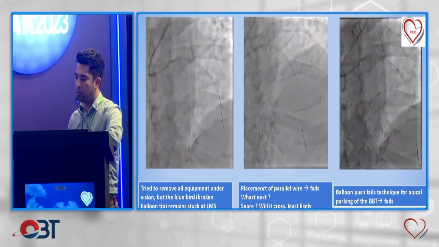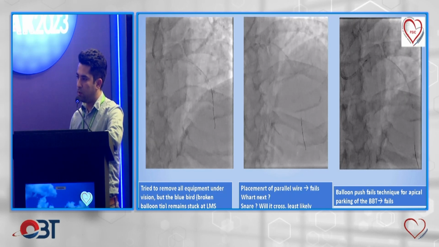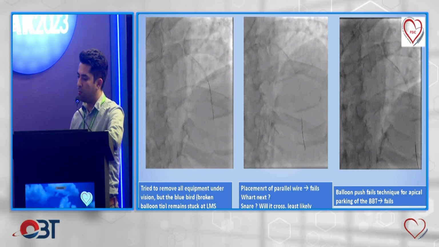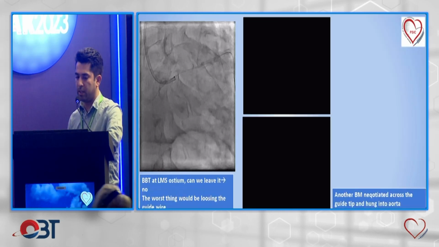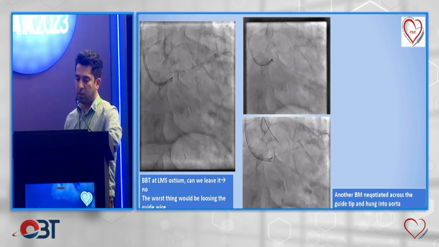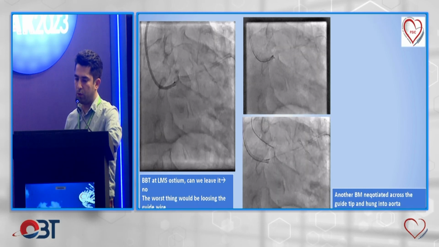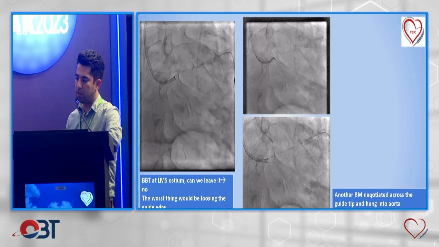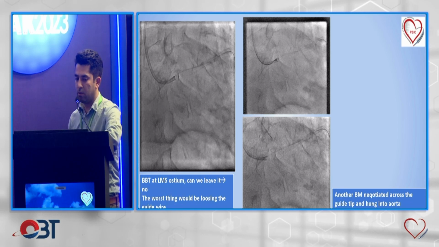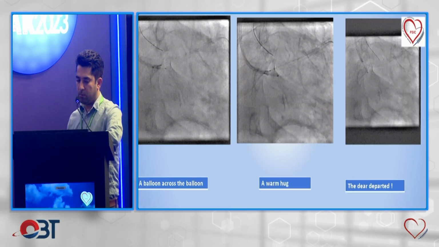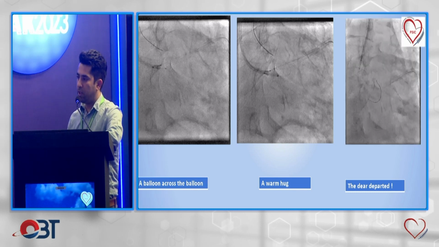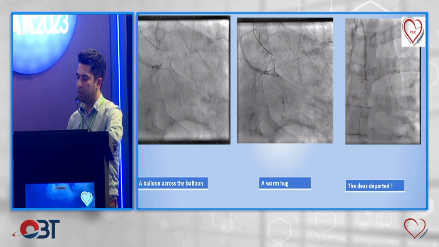So we tried to push the balloon distally into the LAD, but in order not to distort the struts of the stent, that failed and we didn't follow it again. So the broken balloon tip at the LMS ostium remained. The worst thing was losing the guide wire. Another BM wire negotiated across the guide tip and hung into the aorta. We tried to take another balloon across the broken balloon, so we could push it from distal to proximal and remove it together.